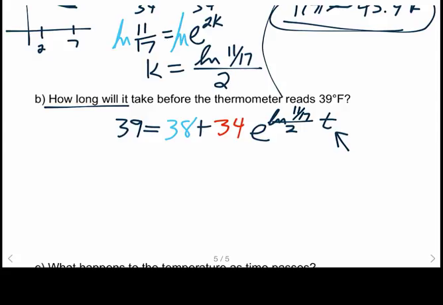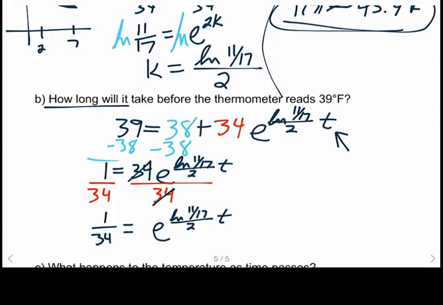And now we're back in a very familiar place. We're going to solve for that t in the exponent. Why don't you see if you can pause the video and do this yourself? Okay, so I subtracted 38 from both sides. That left me with 1 on the left-hand side. Then I divided both sides by 34, and so I have 1 over 34 is equal to e to the natural log of 11 over 17 divided by 2 times t.